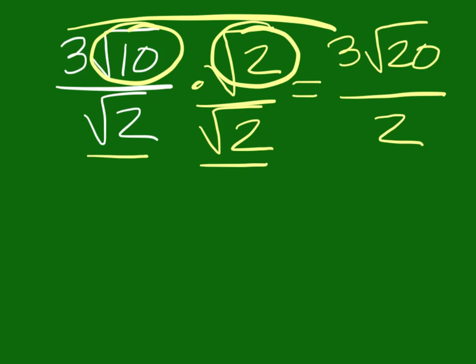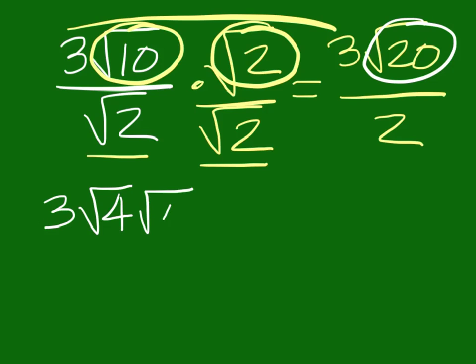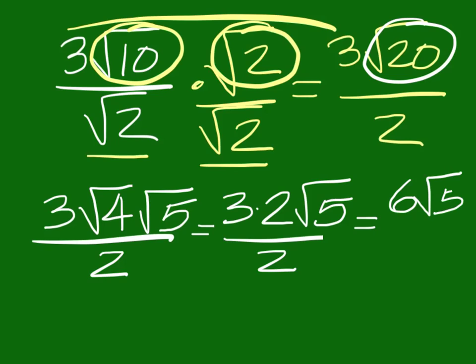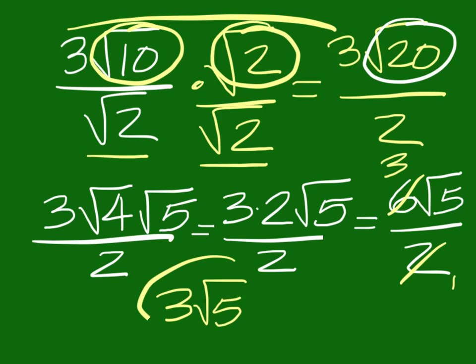But you have to simplify this because the square root of 20 can be simplified. The highest perfect square that comes out is 4. And the square root of 4 is 2. And 3 times 2 is 6. So notice that you can cancel the 6 and the 2. 2 goes into itself once, into 6 3 times. So there's nothing left on the bottom. Your final answer would simply be 3 square root of 5.